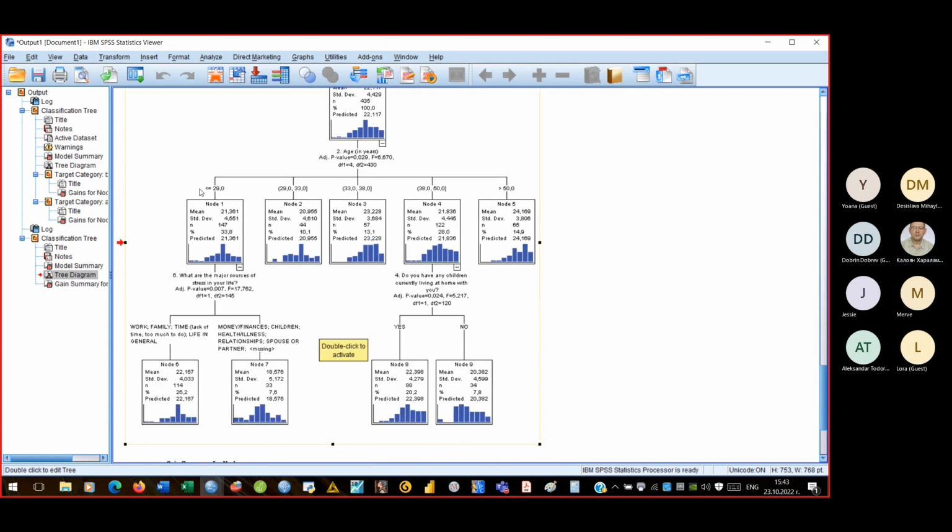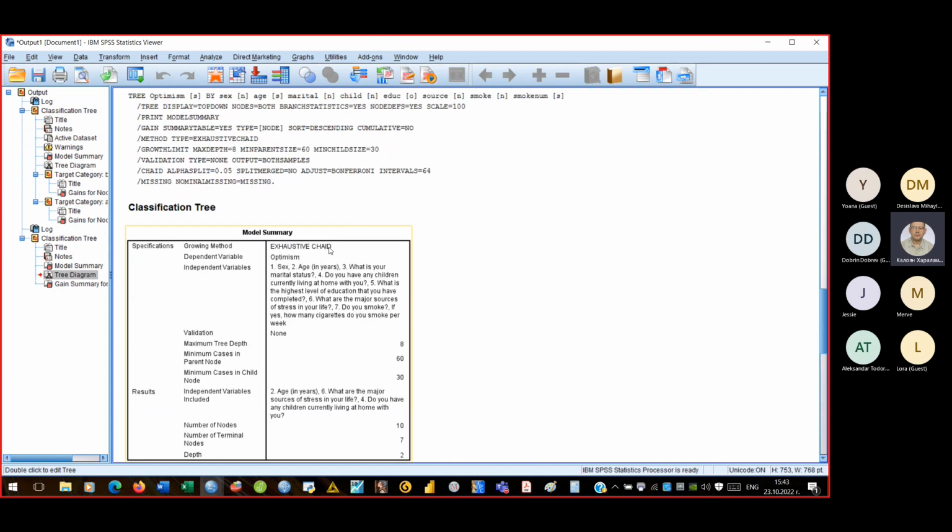In the tree, this node is parent, these nodes here are child, and again this node is parent, these two nodes are child. So this is the new tree with the same independent variables, but we changed the dependent variable.